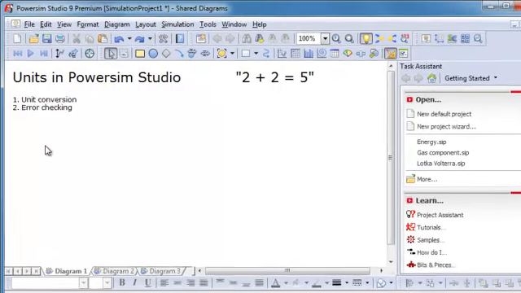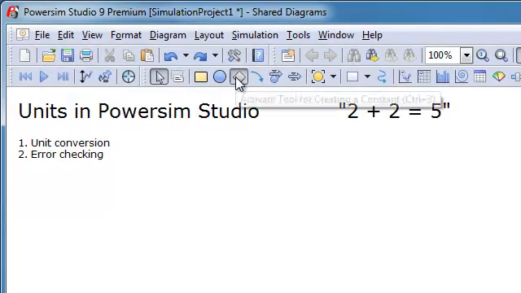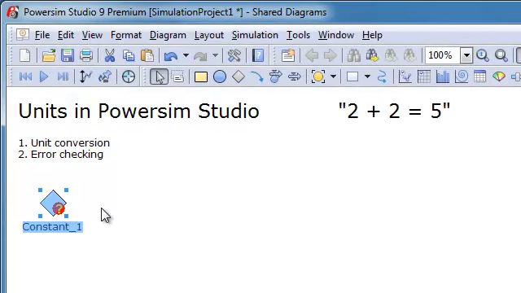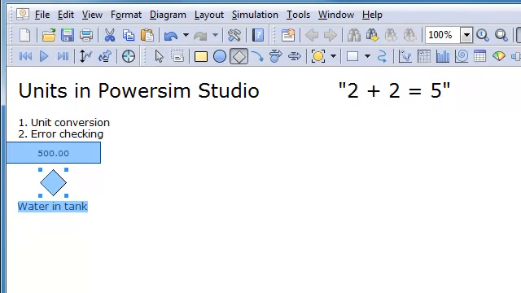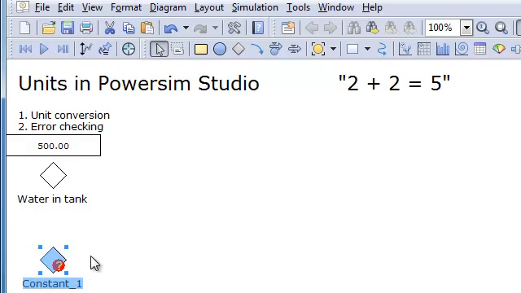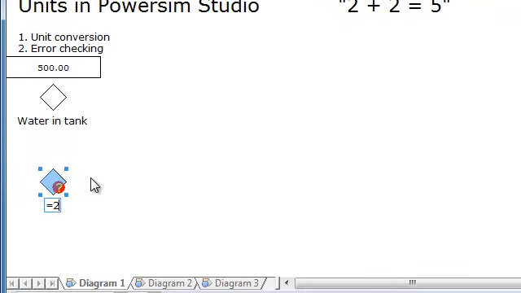This video will demonstrate how to utilize units in Powersim Studio. Let's make a variable. This is the amount of water I have in a tank for my cottage. Let's say I have 500 liters. Then I want to buy more water. So I make another variable, water to buy. I want to buy 2 cubic meters.